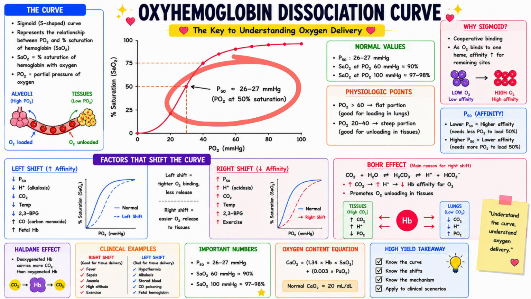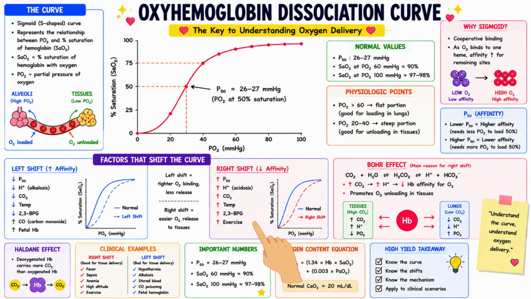Now, the curve doesn't stay in one place. It shifts, and the direction of that shift has profound clinical implications. Right shift. The curve moves to the right. P50 increases. Affinity decreases. What causes a right shift? Acidosis, increased H+, increased CO2, increased temperature, increased 2,3 BPG. Exercise. Think about your exercising muscle. It is acidotic, hot, producing CO2 furiously, exactly the environment that right shifts the curve.